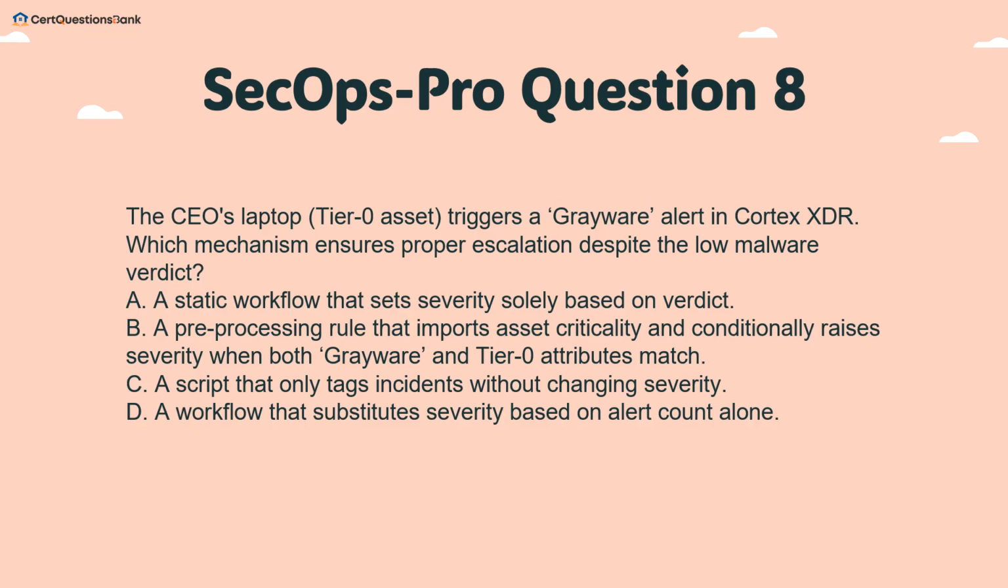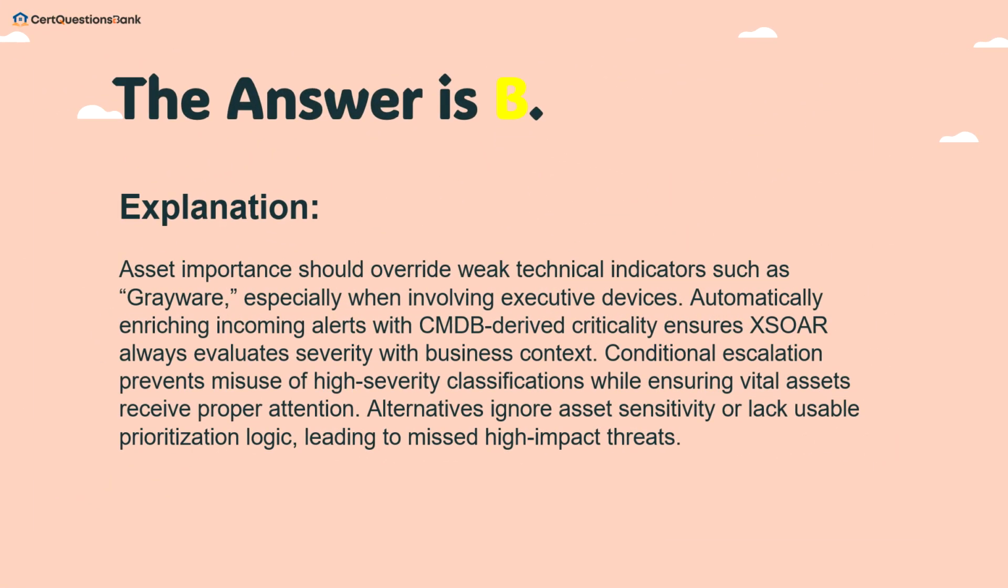A. A static workflow that sets severity solely based on verdict. B. A pre-processing rule that imports asset criticality and conditionally raises severity when both grayware and TIER0 attributes match. C. A script that only tags incidents without changing severity. D. A workflow that substitutes severity based on alert count alone. The answer is B.